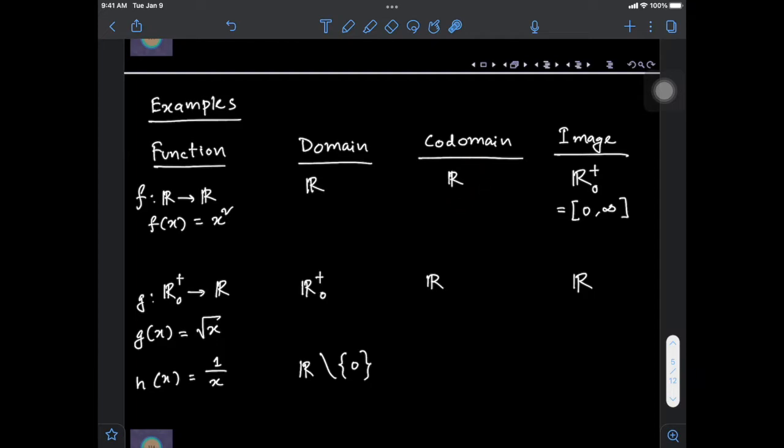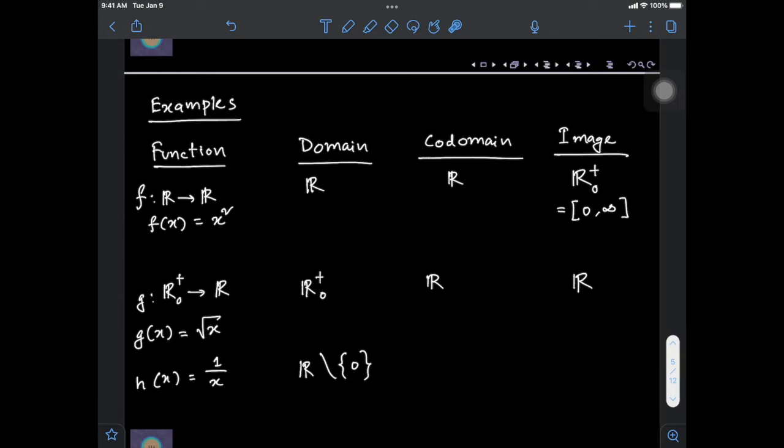This function can take any positive or negative real numbers as inputs, but in this case, since f(x) is equal to x squared, it only gives out non-negative numbers as its output. It can only attain positive real numbers, including 0. So in this case, the image of the function is going to be the interval that starts from 0 and goes all the way up to infinity.